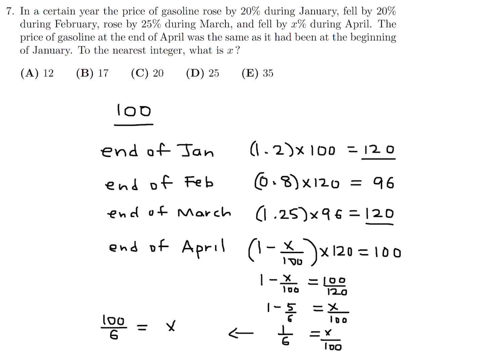And 100 over 6 is approximately 16.67, right? And they're saying to the nearest integer, so to the nearest integer, X would be 17. And that would be choice B for number 7.